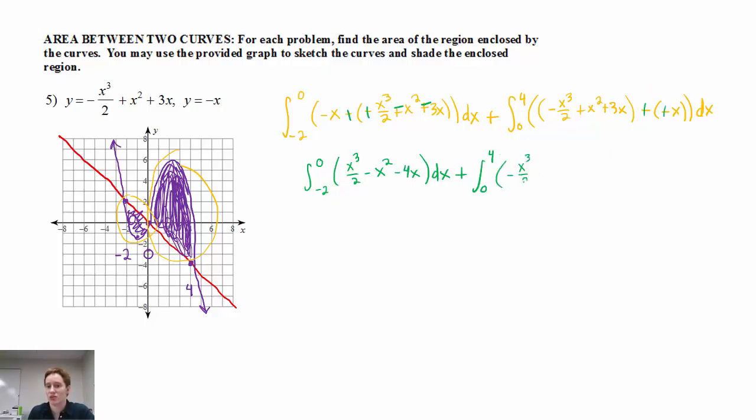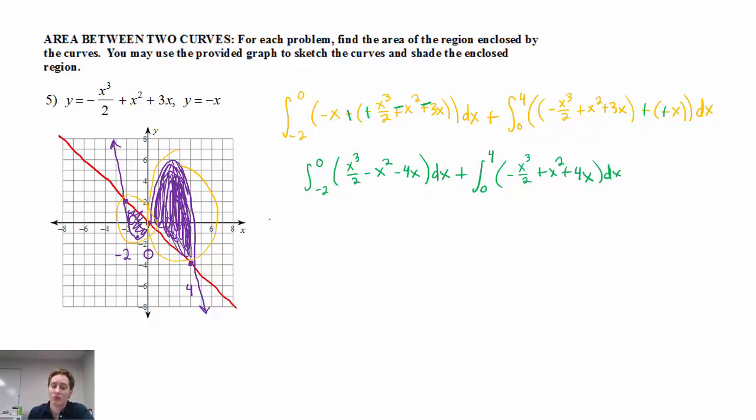I have negative x cubed over 2 and positive x squared and positive 4x. Now, the difference that makes is going to be significant, especially because we're also plugging in different numbers. We're not plugging in the same numbers into both of these, which is why we can't just combine them. You want to treat this kind of like two separate problems that you then add their answers together at the end.